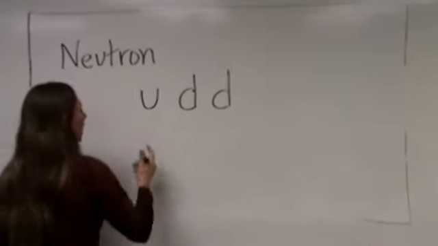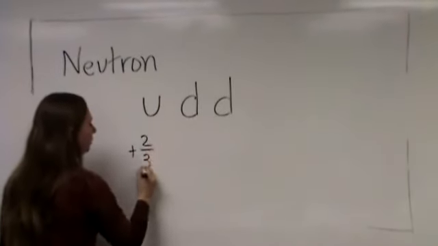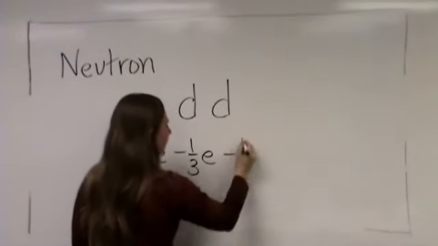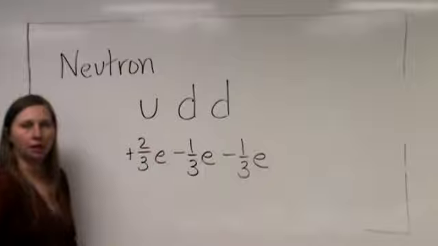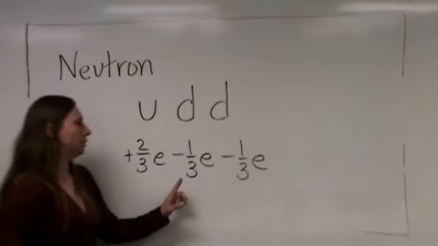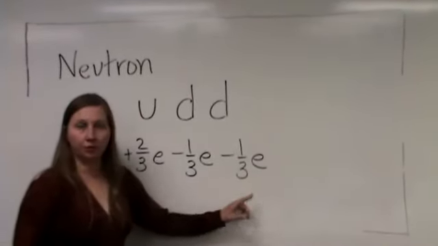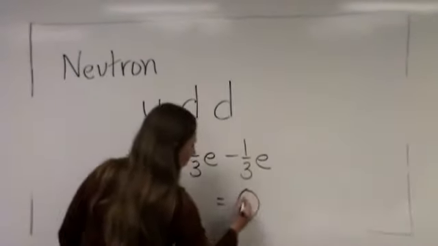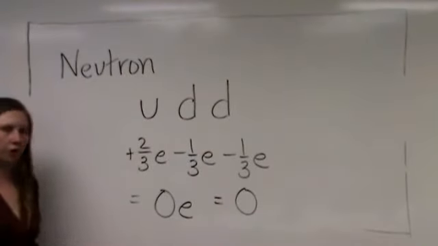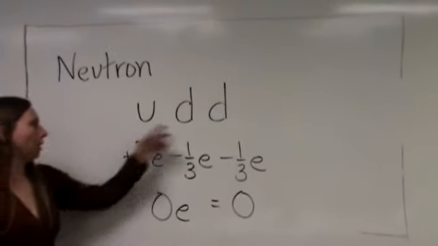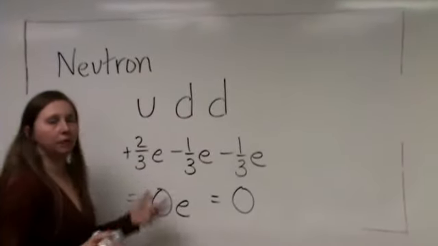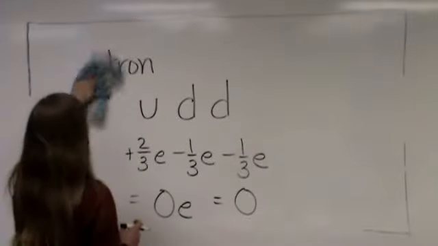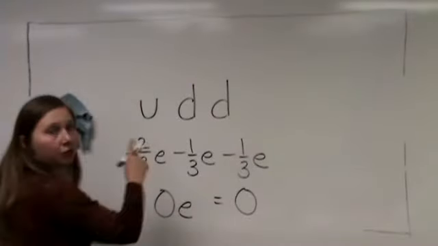An up quark, positive 2/3 e. A down quark, negative 1/3 e. Another down quark, negative 1/3 e. Positive 2/3 minus 1/3 minus another third is going to be 0 e, or 0. The charge of a neutron is 0. So 1 up quark and 2 down quarks completely cancel out in their charges, and you get a charge of 0 for the neutron. So again, you must memorize this.